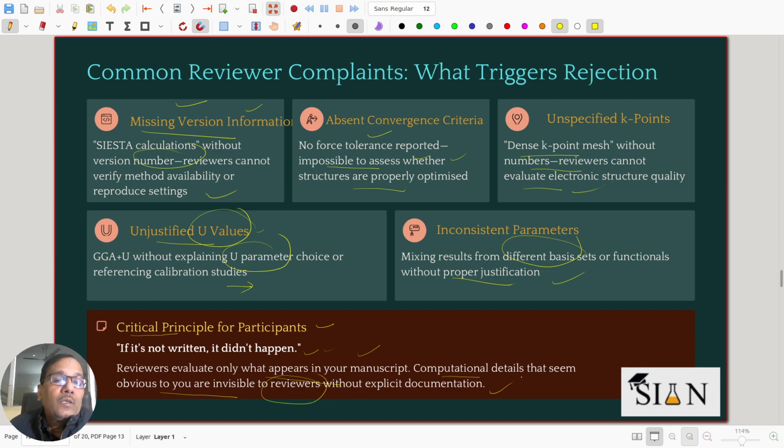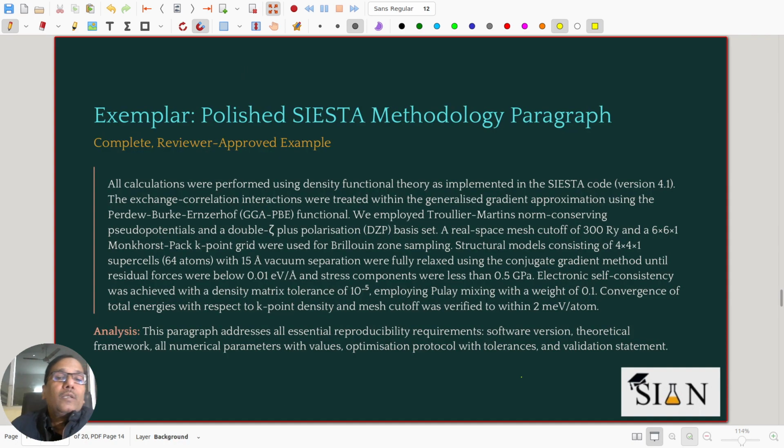So please, I request all participants, during writing of this methodology section, you have to take care of each and every required point which is required to reproduce your result. One example, one polished methodology paragraph, I am reading between the lines.